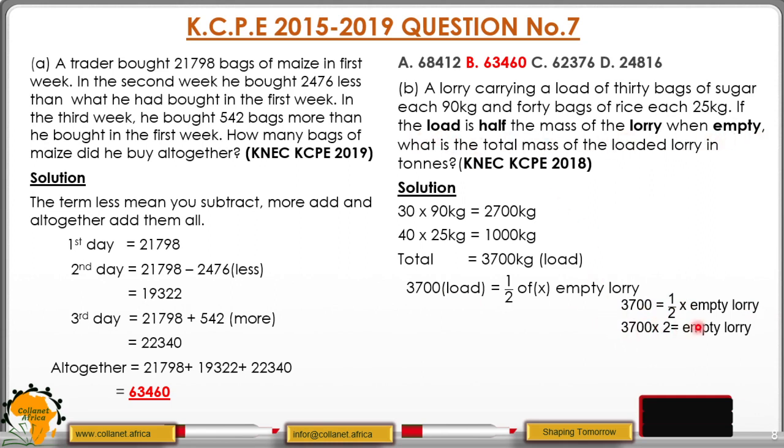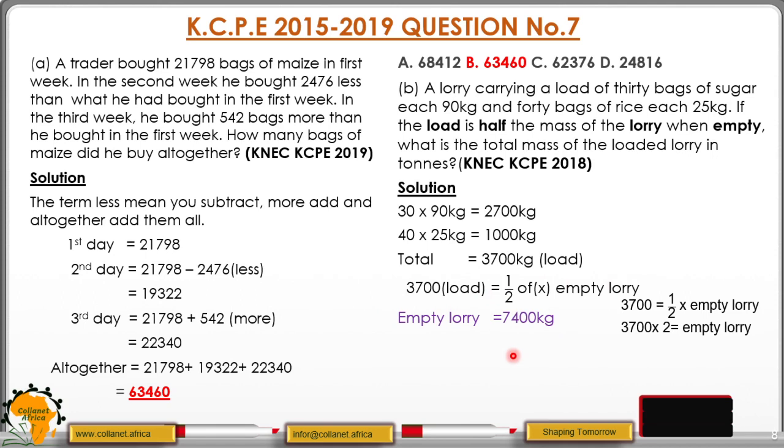Therefore, to get the empty lorry, you multiply both sides by 2, to eliminate the 2 down here as the denominator. So when you multiply, this one will give you 7,400. So the empty lorry has a mass of 7,400. So this one is a very, very important concept that you need to remember all the time.